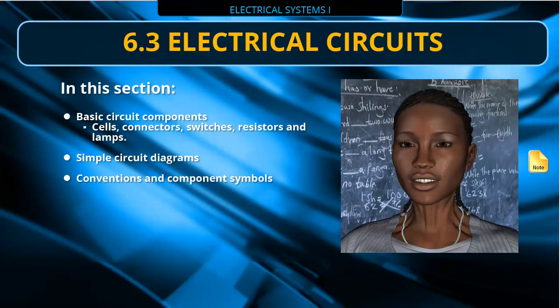In this section you will be introduced to electrical circuits. From the basic circuit and components to circuit diagrams and component symbols. Basic circuit components are cells, connectors, switches, resistors and lamps. You will learn simple circuit diagrams, the conventions used and the various component symbols.